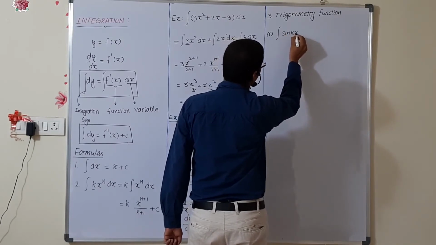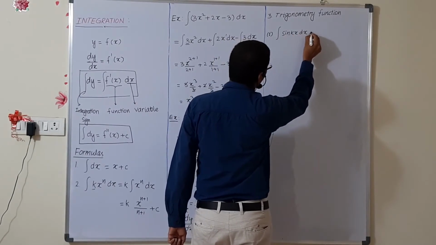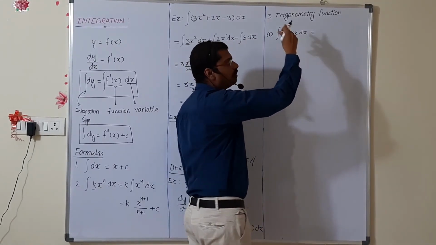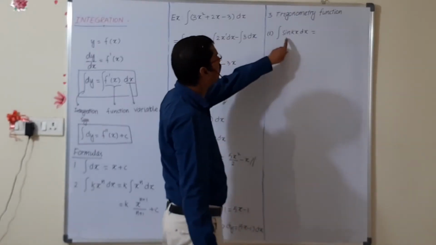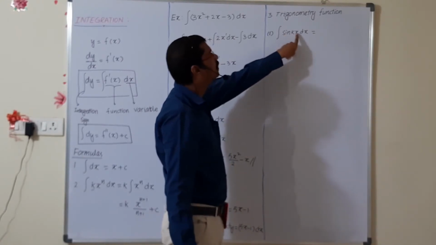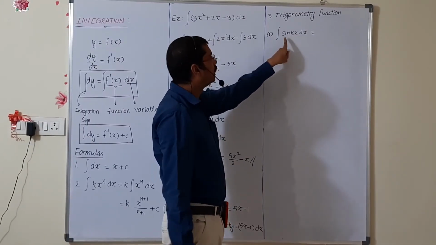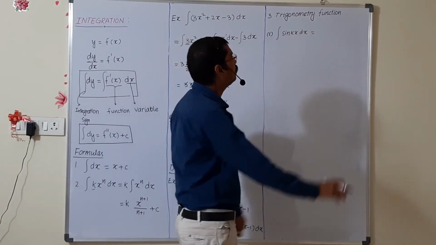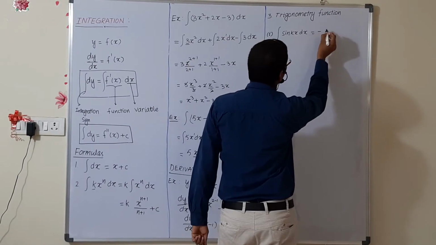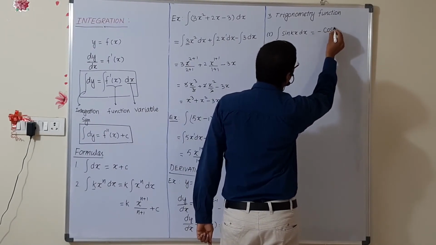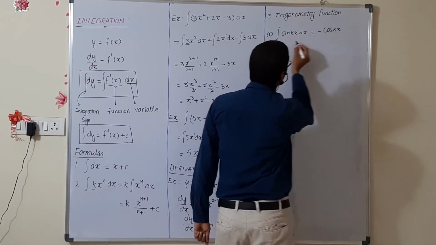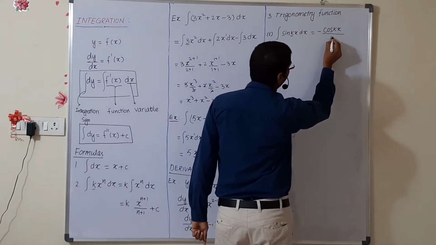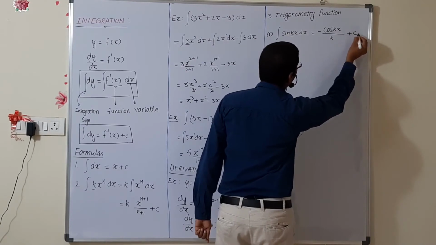sin kx dx. Here k is a constant. If k is given as 1, there is no need to write it. Integration of sin x. For example, if sin 2x is given, 2 is nothing but the k value. Like that we have to apply. Then this gives minus cos kx, and whatever constant is there, we should write in the denominator, plus c.